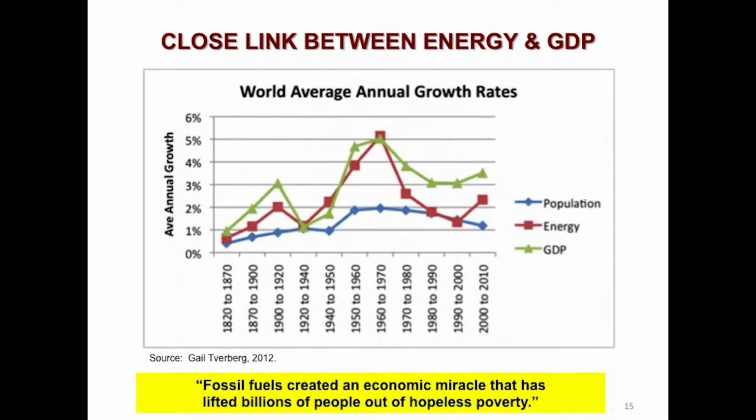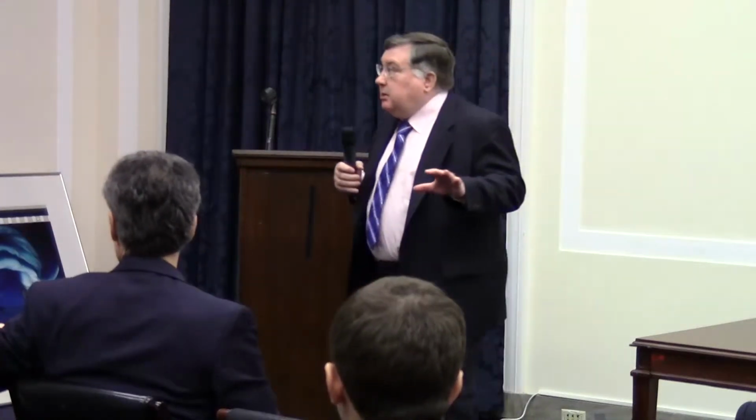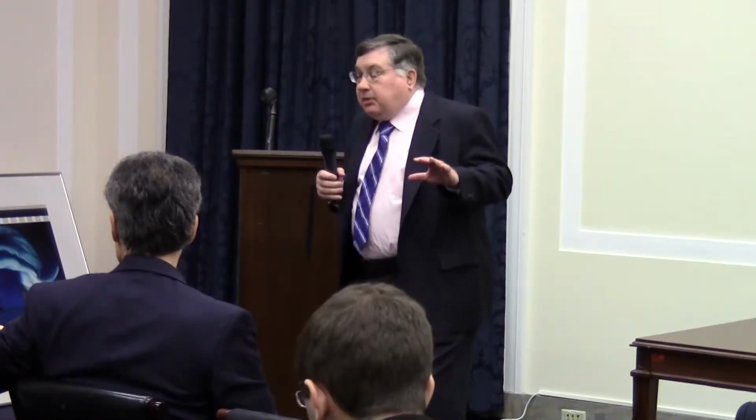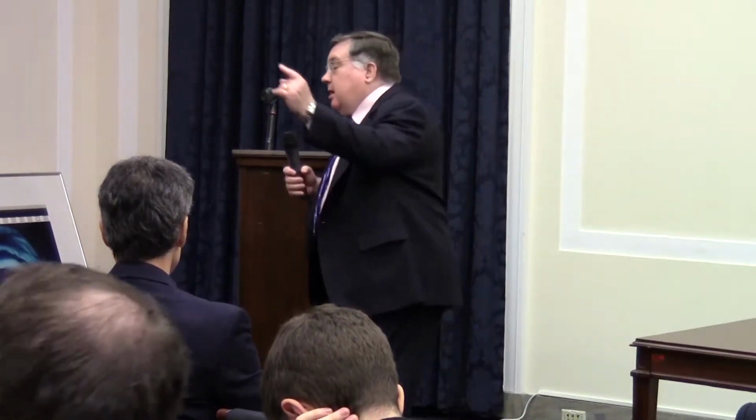Next slide, please. This is just a graph of the relationship between GDP, population, and energy use over the past 100 years or so. Quote, fossil fuels create an economic miracle that has lifted billions of people out of hopeless poverty. More recently, we've seen that going on in China and to a lesser extent India and Indonesia, for example, where over the past several decades, anywhere from 500, 600, 700 million people have been lifted out of poverty. They've been taken literally from living as if they were in the 14th century to the modern 21st century, almost exclusively using fossil fuels, energy.